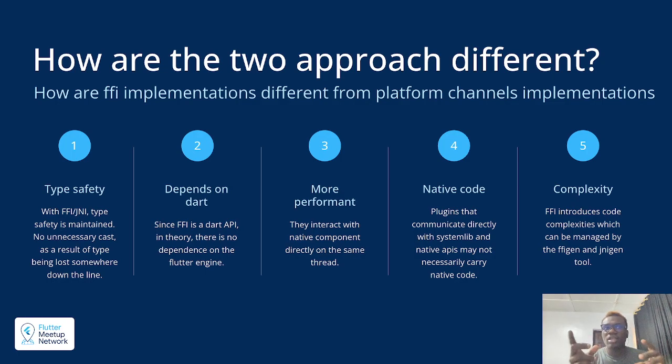And of course, you see people open issues on plugins where they tell you that they tried using this plugin, but it threw this error. And when you look at some of those errors, they're basically type-related issues, a wrong cast that happened somewhere, or a type mismatch. So with FFI and JNI, you maintain type safety.